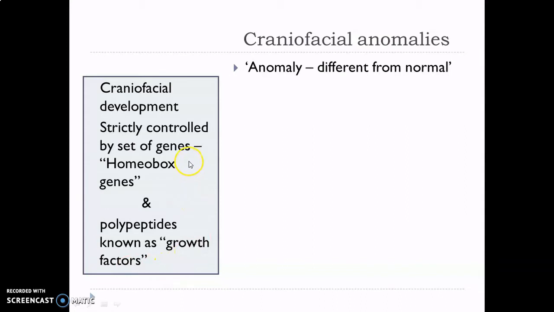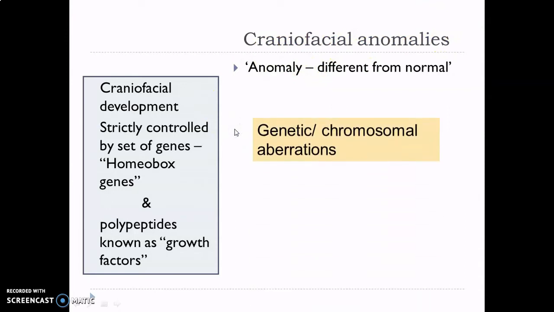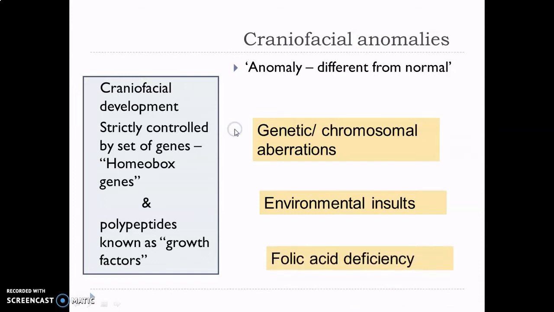So any insults that happen at the genetic or chromosomal level will lead to anomaly. Anomaly means something different from normal. So craniofacial anomalies result because of genetic or chromosomal aberrations as well as due to environmental insults. The environmental insults usually are in the form of teratogens. Teratogens are harmful agents that can cross the placenta and cause defects in the developing embryo. And even folic acid deficiency is found to be another important factor that can cause various developmental disturbances. Folic acid deficiency in the pregnant mother, or in a woman before pregnancy, also will result in various developmental defects.